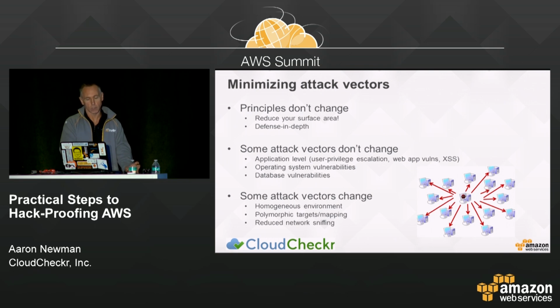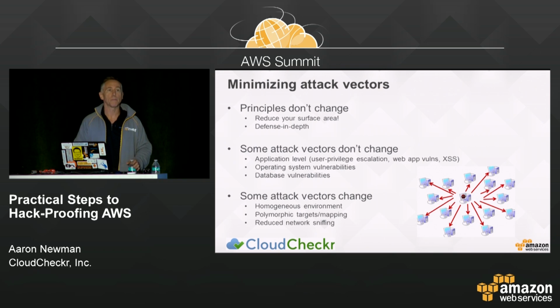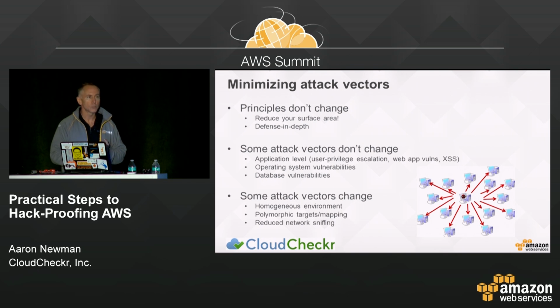But some things do change. What types of attacks don't change? Application level attacks. If you're hosting a web application, whether it sits in Amazon or in your own data center, it's vulnerable to things like user privilege escalation, cross-site scripting, and SQL injection attacks. These are all generic no matter where your physical assets sit. Your operating system vulnerabilities, same world. You have to scan your operating systems to make sure that they're patched. You have to scan your databases to make sure that they're patched. Those are all things that don't change.